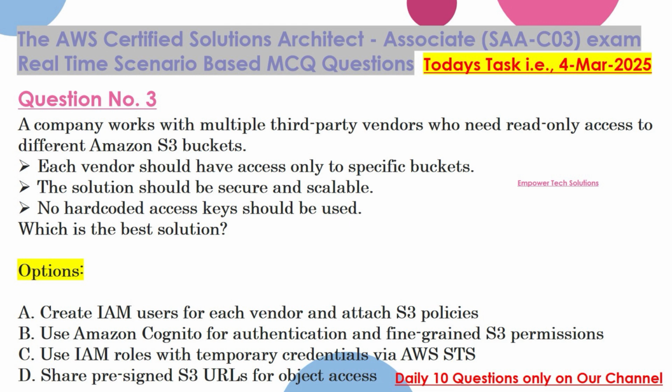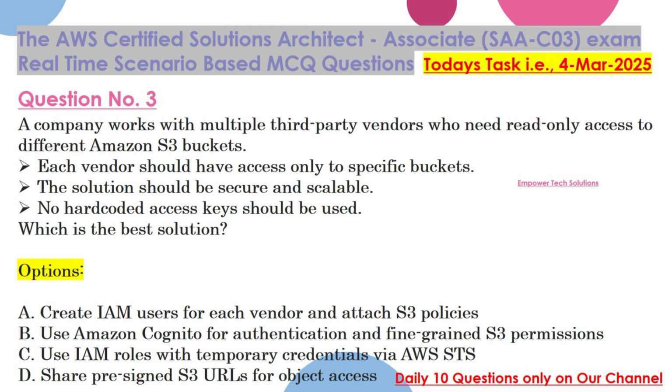Question 3. A company works with multiple third-party vendors who need read-only access to different Amazon S3 buckets. Each vendor should have access only to specific buckets. The solution should be secure and scalable. No hard-coded access keys should be used. Which is the best solution?